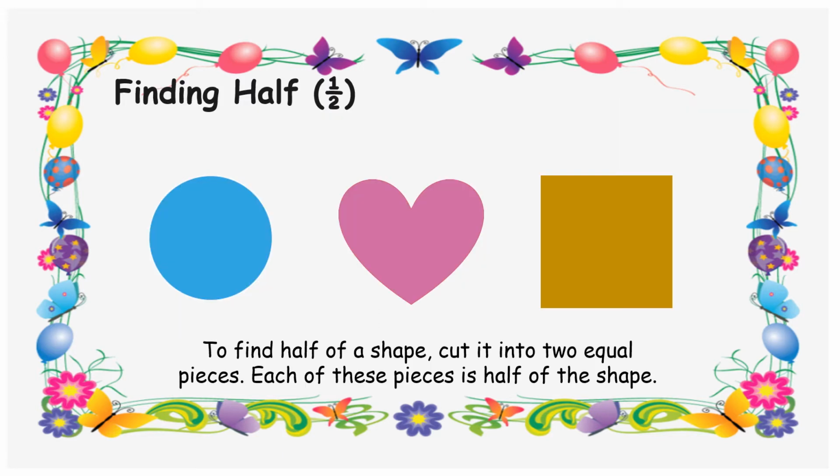Okay, now finding half. How do we find half? Here are some pictures you could actually draw and cut out on any piece of paper you have. To find half of a shape, cut it into 2 equal pieces. Each of these pieces is half of a shape. Example here. This has been divided into 2 equal halves. Same thing you can do for these 2 as well. So go ahead, cut your own piece of paper into any shape you like and find half of that shape.